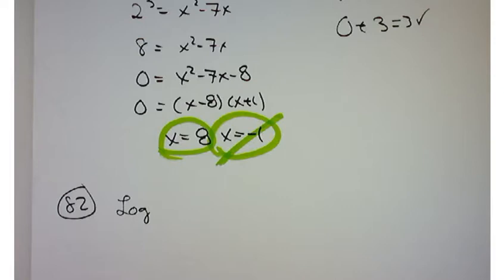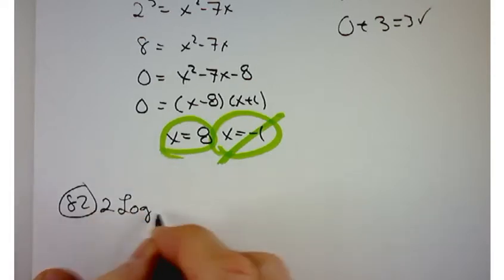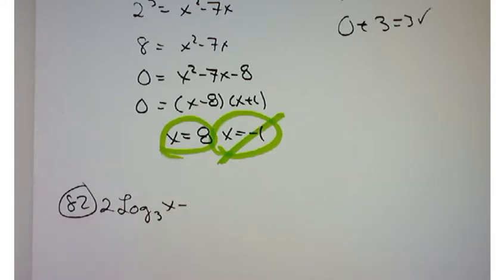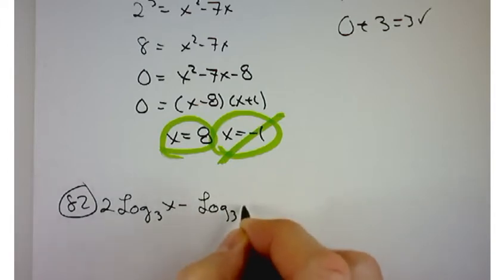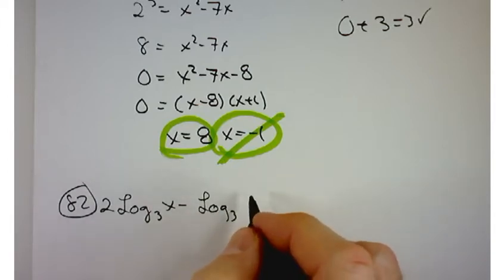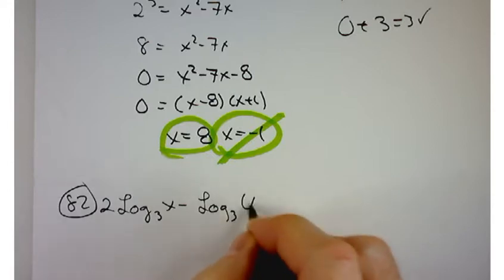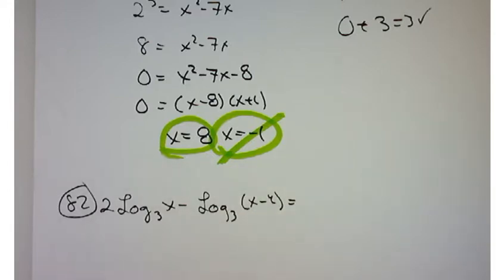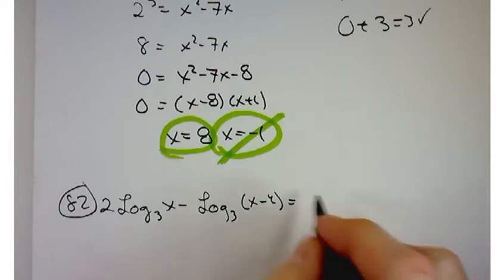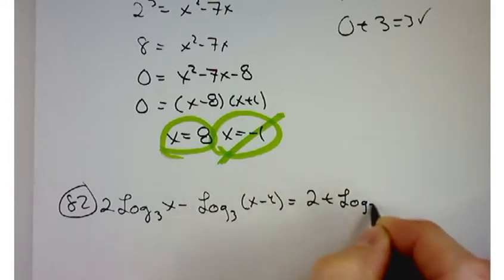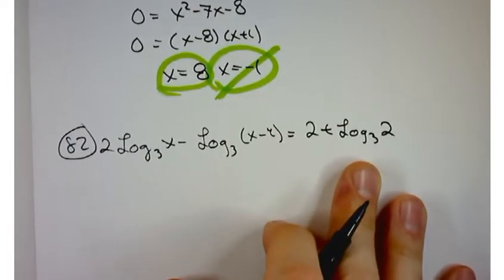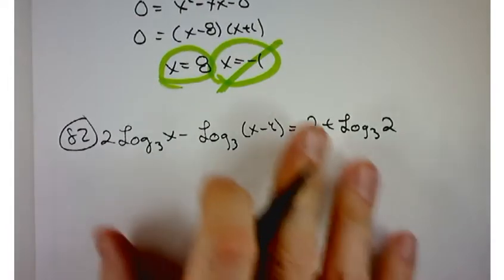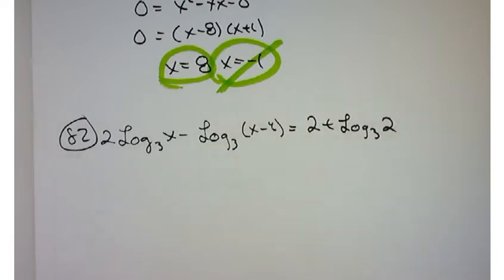2 log base 3 of x, minus log base 3 of x minus 4, equals 2 plus log base 3 of 2. Wow. Did I copy this down right? Someone double check me on that one. Let's see. X minus 4, 2. Yeah. Looking good.